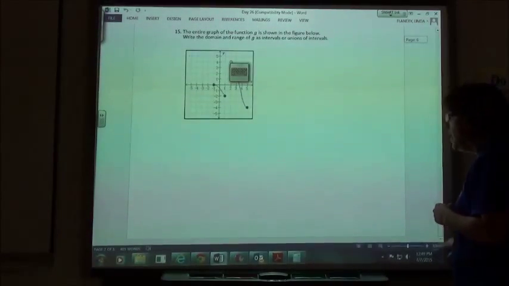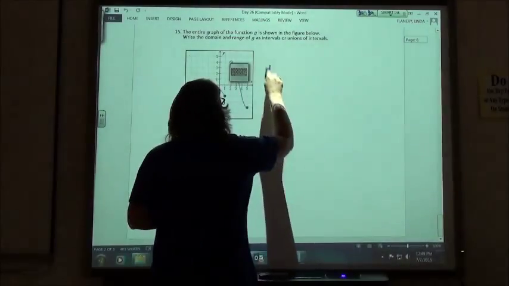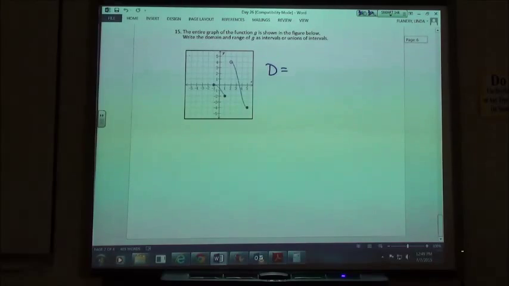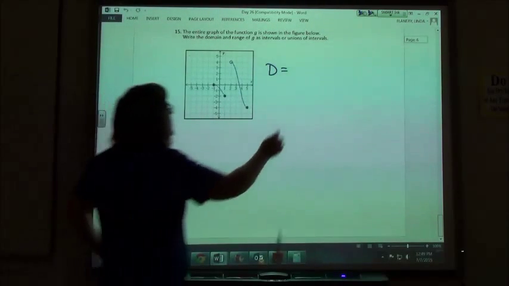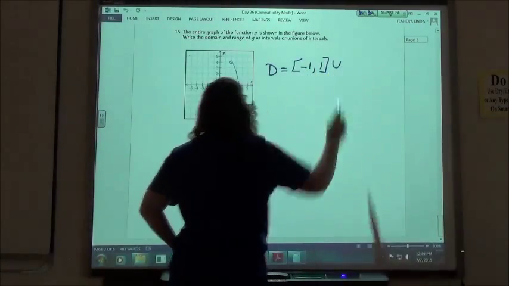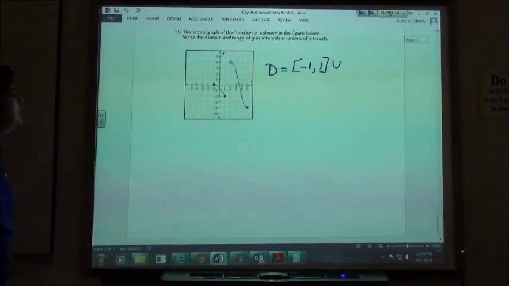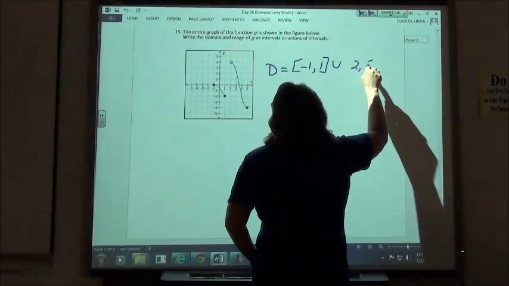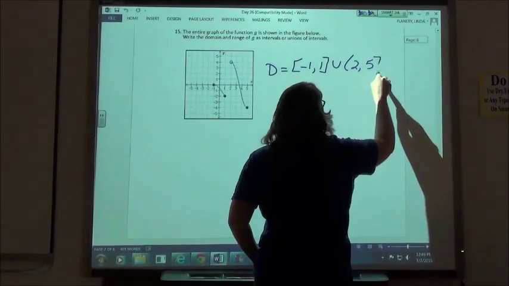And 15, the domain of that would be -1 to 1, brackets on both of those, and then our other part would go from 2 to 5. Parenthesis and then a bracket.